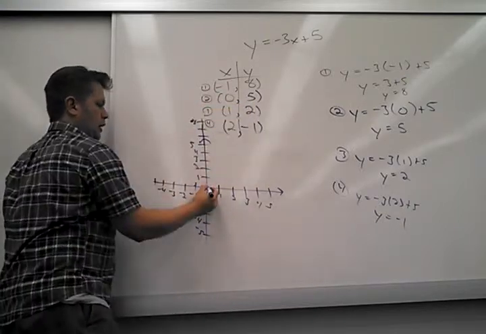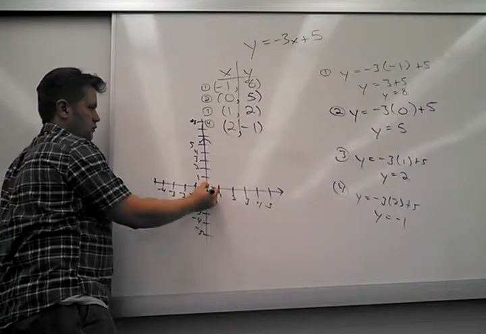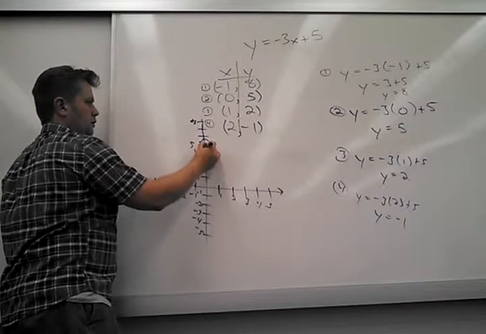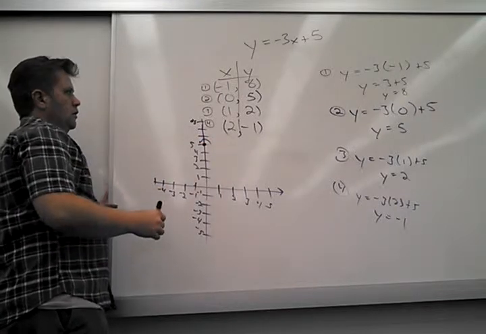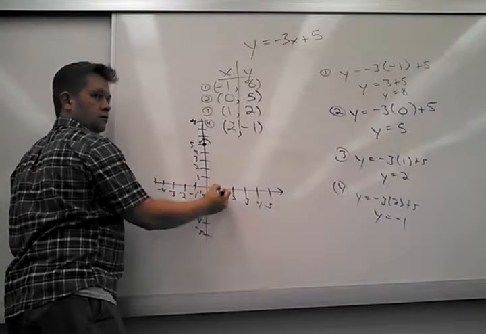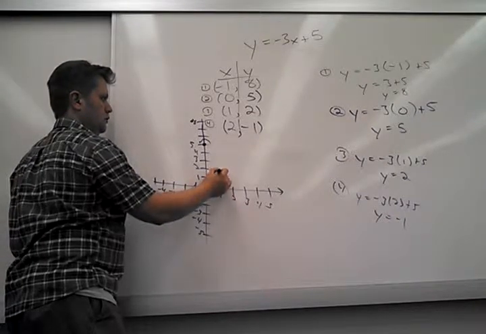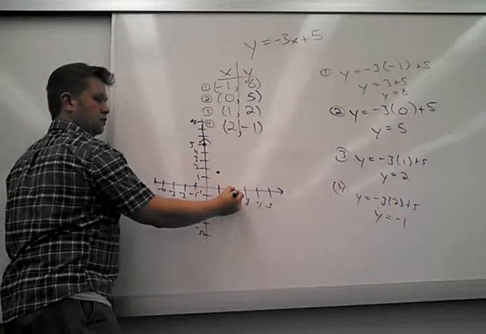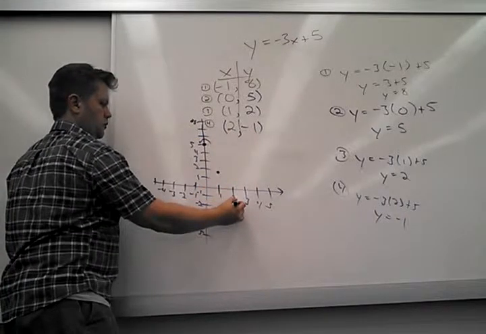Now 0, 5. How far do I go left to right? Nowhere. I go nowhere on the x-axis, but in the y direction I go up 5. Cool. Then 1, 2: 1 to the right, up 2. And then 2, negative 1: right 2, down 1.